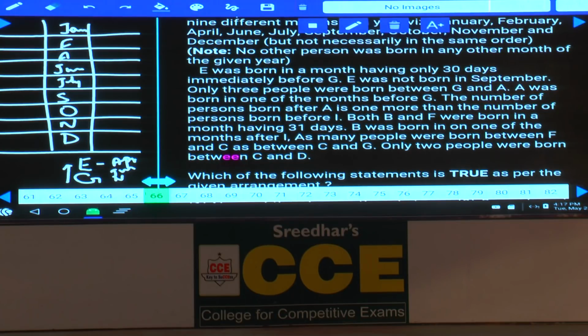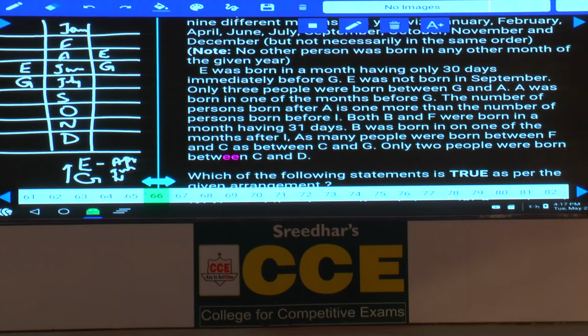Now let us start with E in the month of April. That is one possibility. Then E in the month of June. And the next one, E in the month of November. Hence 3 possibilities. E was born in a month having only 30 days immediately before G. Then G will be here, and here also G will be here. Then E was not born in September.